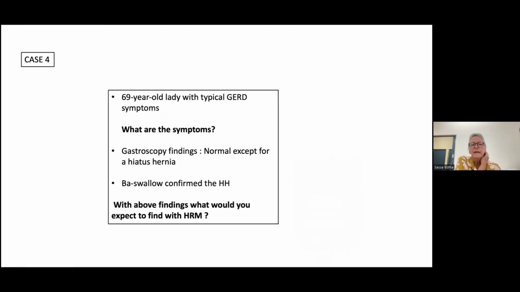Okay, so case 4 was a 69-year-old lady with typical GERD symptoms. What are the typical GERD symptoms? Reflux, regurgitation, and other symptoms around it maybe. I'm asking for typical. There are 3. I'll give you a clue. There are 3.